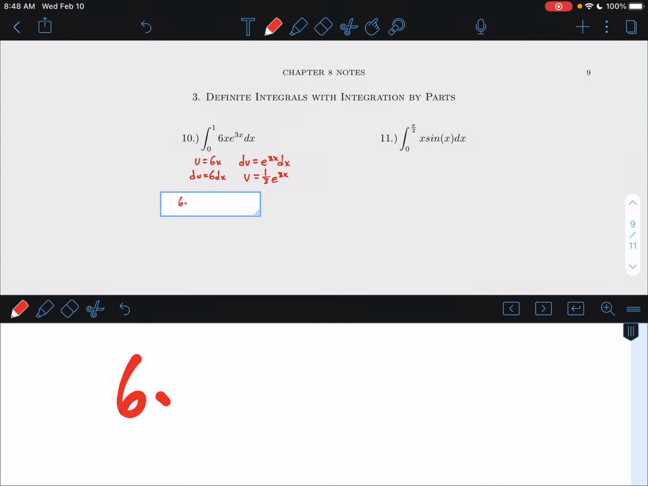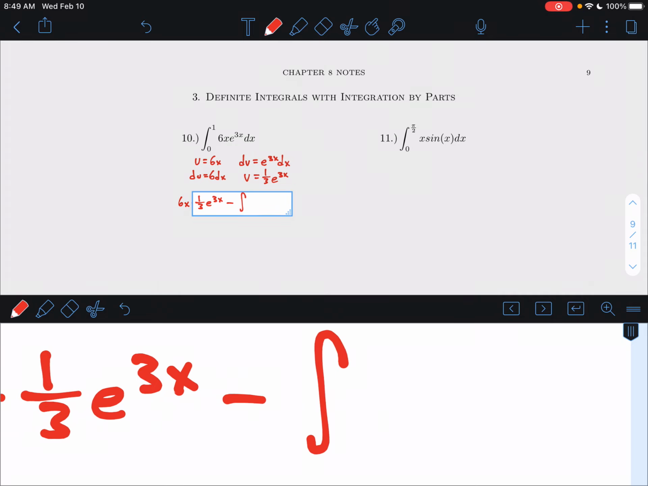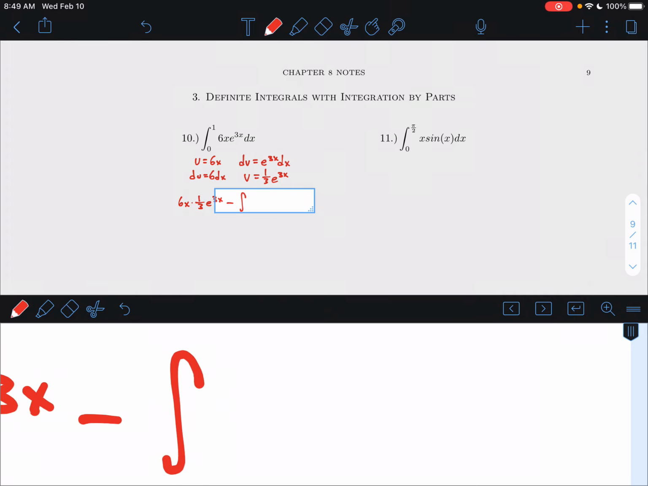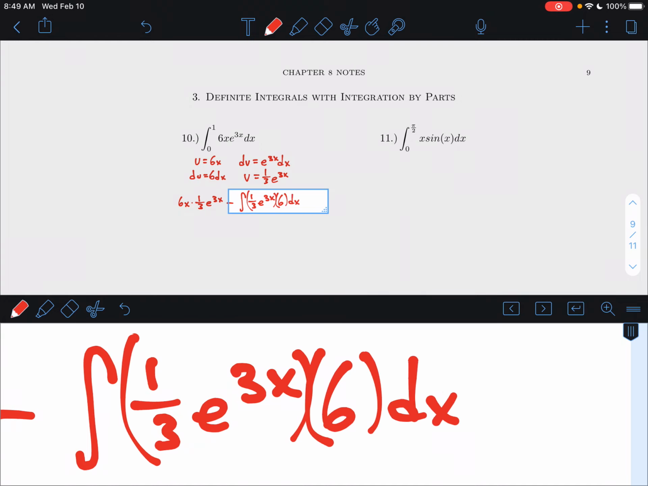From here, I have du is just going to be 6dx. And then v would be 1/3 e to the 3x. Remember, we want uv minus the integral of v du. So it would be 6x times 1/3 e to the 3x, because that's u times v, minus the integral of v du. So 1/3 e to the 3x times 6 dx.